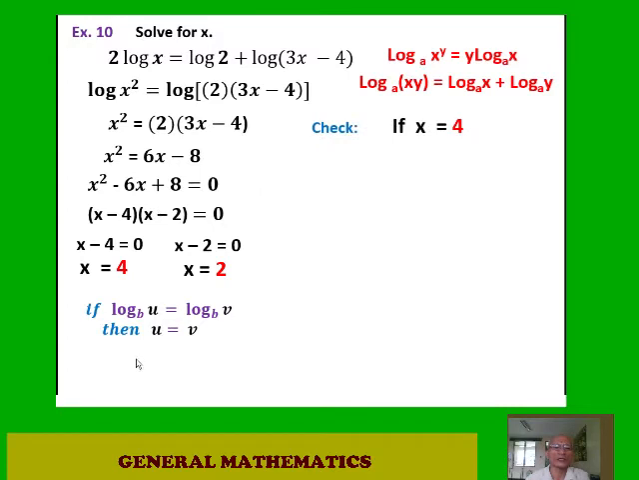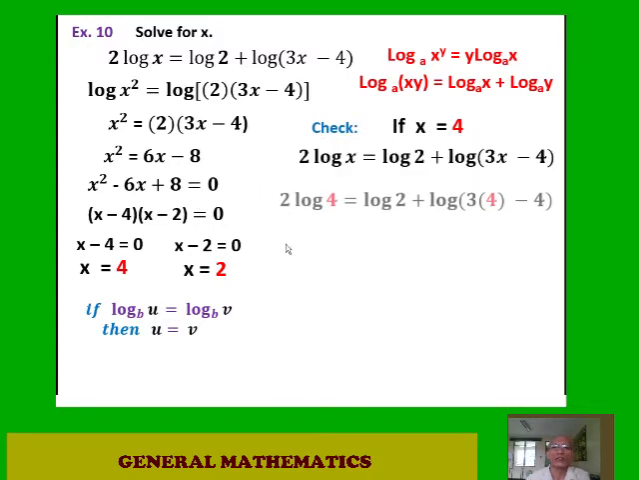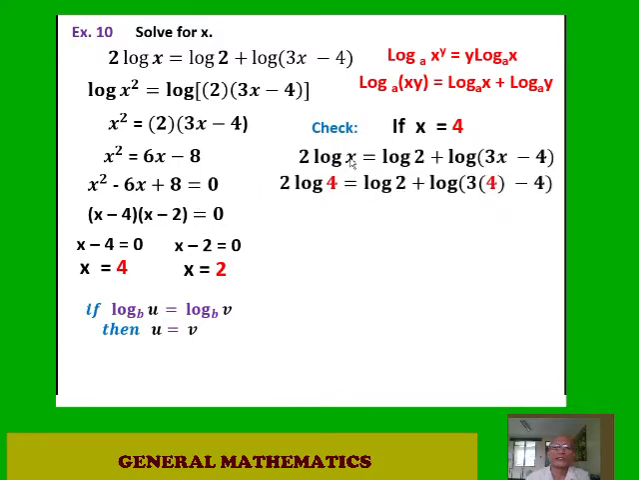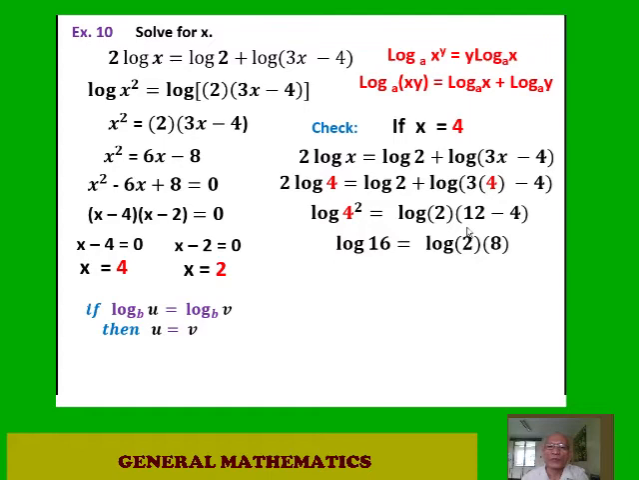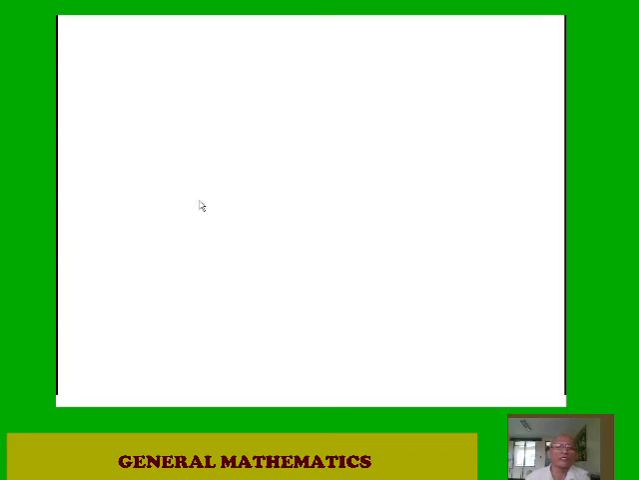Another, if we substitute x equal to 4, then replace x with 4 and this x also with 4. Simplify. Combine, then 4 squared is 16, 12 minus 4 is 8, multiply, log of 16 equals log of 16, so it is equal to 16 equals 16.